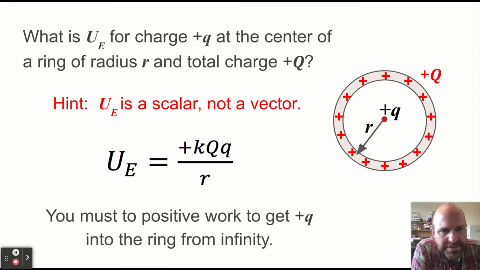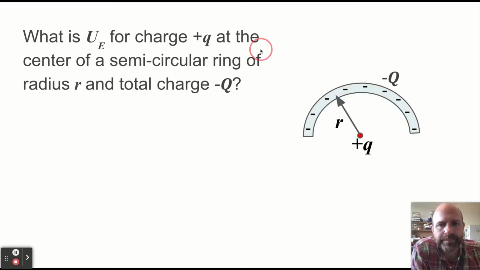And if you want to think about this, if you start with a ring of charge and you have q way out there and you bring it in, you're going to have to do positive work to place it at the center of that ring. That center of that ring would actually be an unstable equilibrium. If you got it just right, all the forces would balance out. But if you knocked it a little bit, it would fly off to infinity.